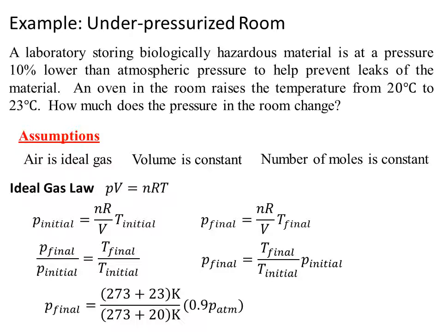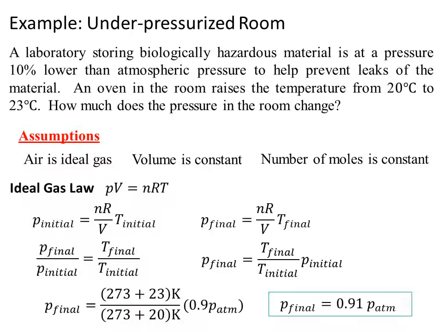So we need 273 plus 23, in degrees Kelvin, as our final temperature, divided by 273 plus 20, our initial temperature, times the pressure, which is 10% below atmosphere, so 0.9 of atmospheric pressure. And if we plug in all those numbers, we find that P final is equal to 0.91 times atmospheric pressure, which is fine. If there's a leak in the seal, air should flow in and not out of the room.